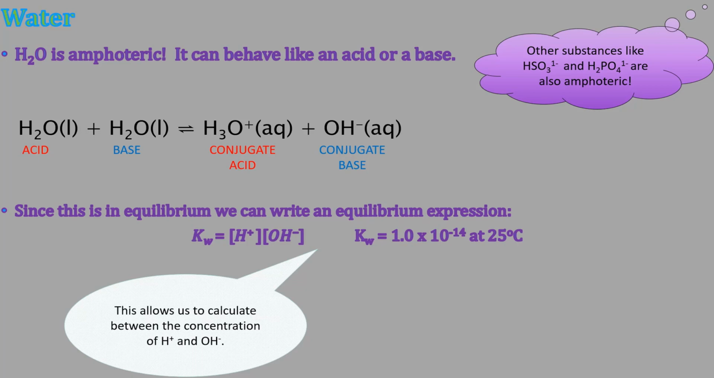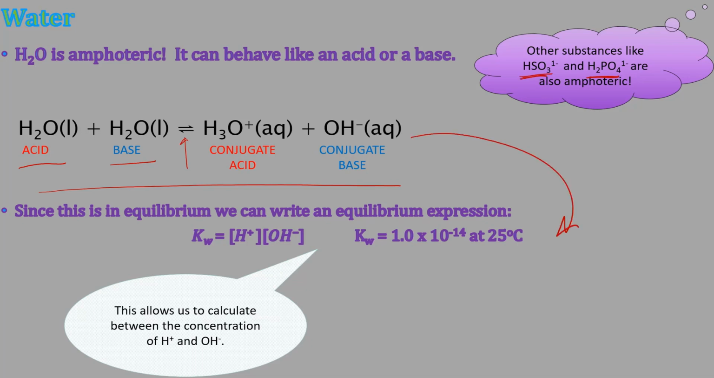So water is amphoteric. It can behave like an acid or a base. So if I look at just water by itself and react it with itself, I get this reaction. So if you have a glass of water, this is happening and it's in equilibrium. Okay. Side note, other substances like HSO3, 1 negative, and H2PO4, 1 negative are also amphoteric because this can go back to phosphoric acid, this can go back to sulfurous acid, and they can also still lose those hydrogens.